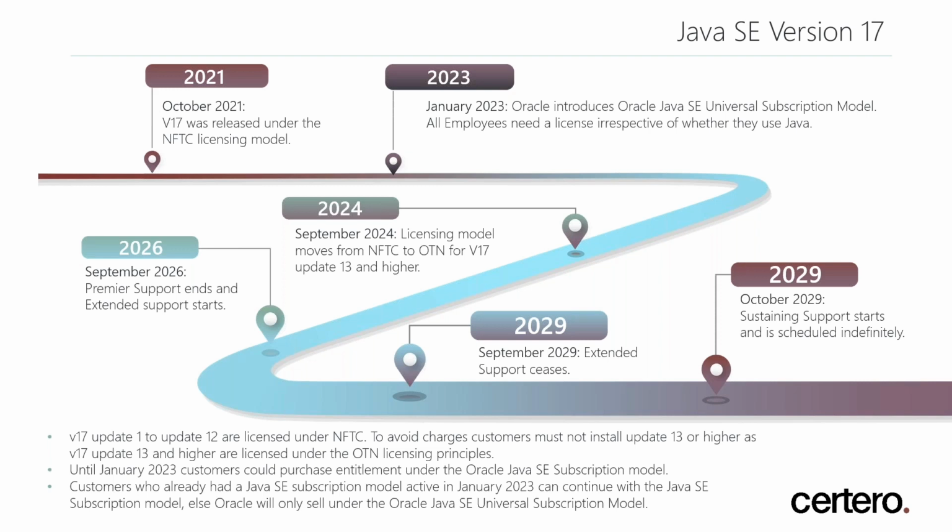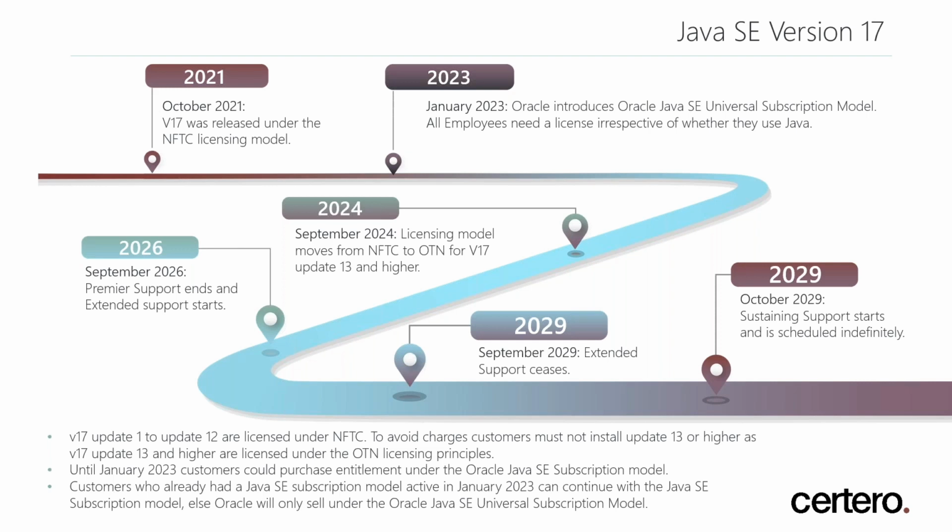But if you installed update 13, which won't be due until about October next year, then that would move you into the OTN. And looking at the universal subscription model, you only need 1 license, and then all your employees might need it. So just one version 17 that has been updated in 18 months' time to a newer update, say 13 and above, could cause you a load of problems under audit.